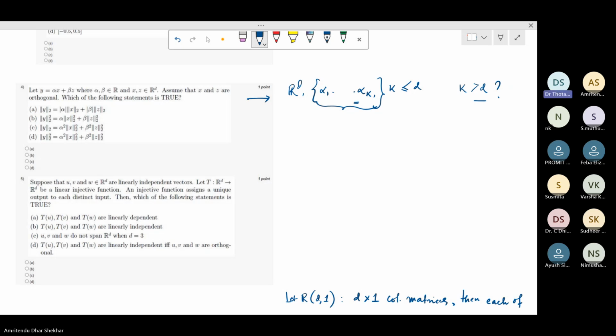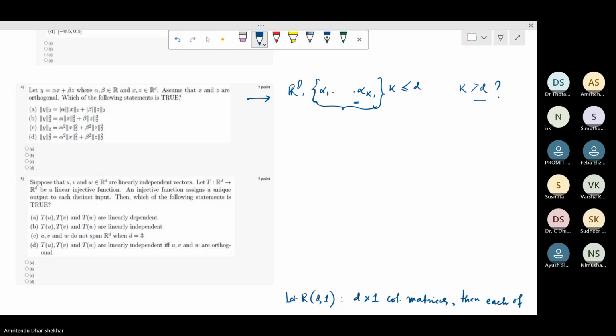Are you assuming they are orthogonal? They're orthogonal to each other. Then is it a linearly independent set? Every orthogonal set need not be linearly independent. Okay, so no, that's not true. Every orthogonal set has to be linearly independent. Let's see why.